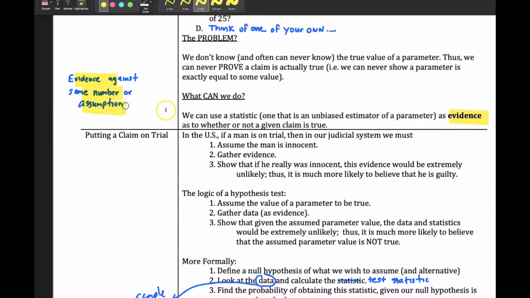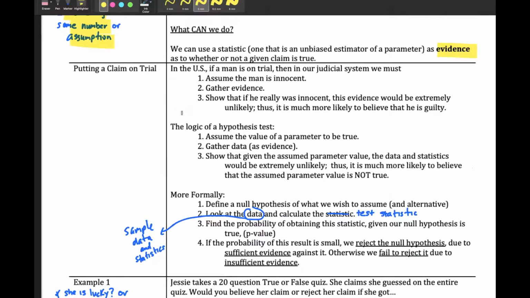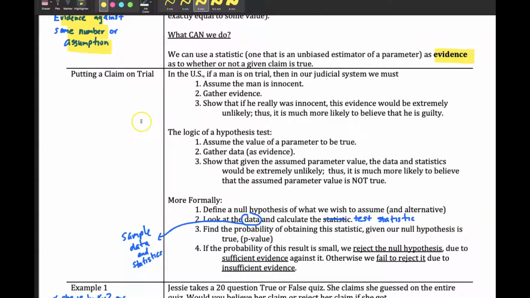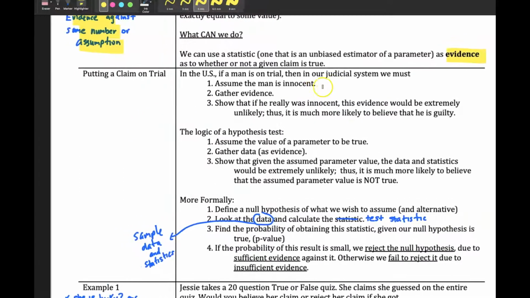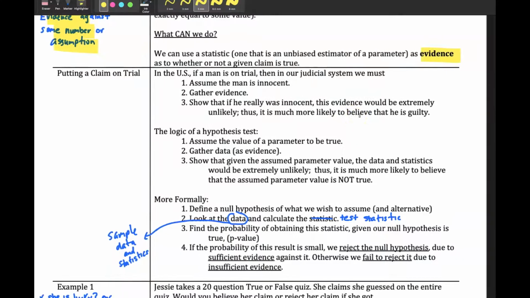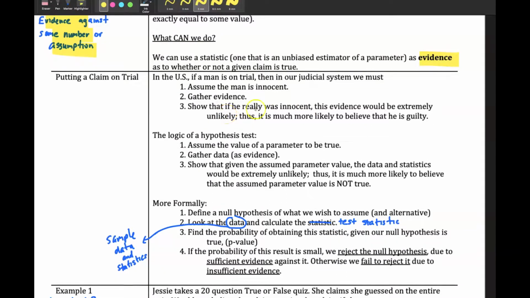That's the idea here. And so how do we put a claim on trial? A hypothesis test is kind of like our judicial system. We assume a man is innocent, we gather evidence, and then we show whether he's really innocent. If he's really innocent, the evidence will be extremely unlikely. It's more likely to believe that he is guilty. Make sure you read that correctly there.